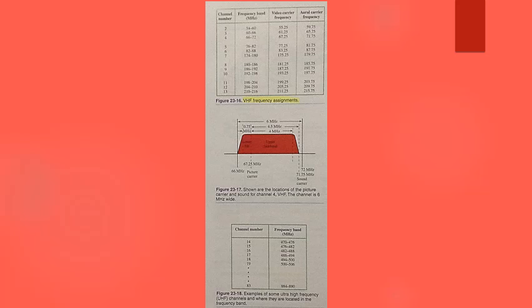Television channel. The FCC has assigned a portion of the radio frequency spectrum to each television channel. There are 2 types of television channels: very high frequency, VHF, and ultra high frequency, UHF. Each channel is 6 MHz wide. The VHF channels, 2 to 13, are listed in figure 23-16, top of the screen, along with frequency bands and carrier frequencies. Examine channel 4 in figure 23-17 in the middle of the screen.